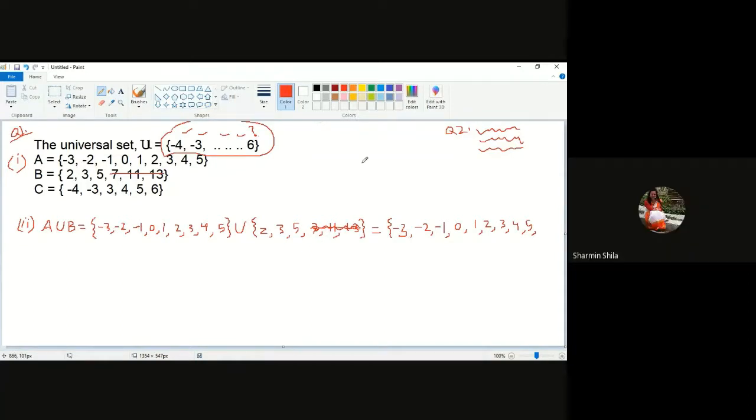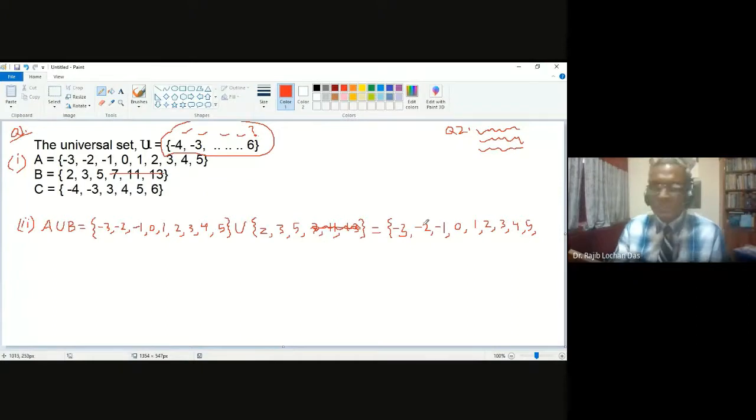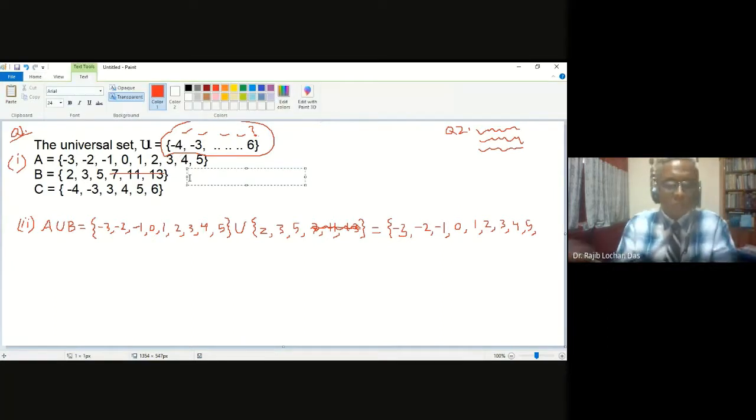Because the universal set is -4 to 6. Okay, so 7, 11, 13 are not included in the universal set, so we are not taking them. Now come back to the question. In the question I wrote that this will be prime numbers below 15.